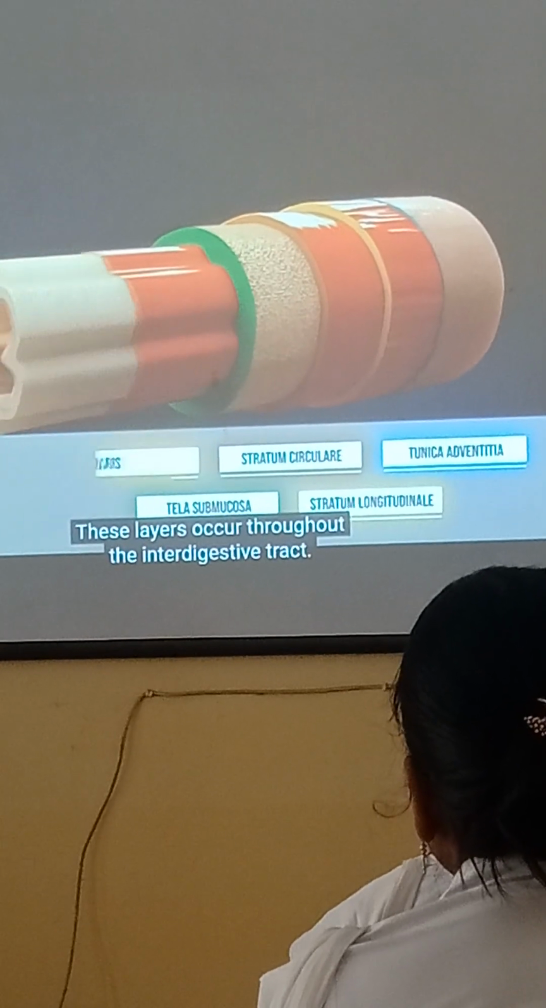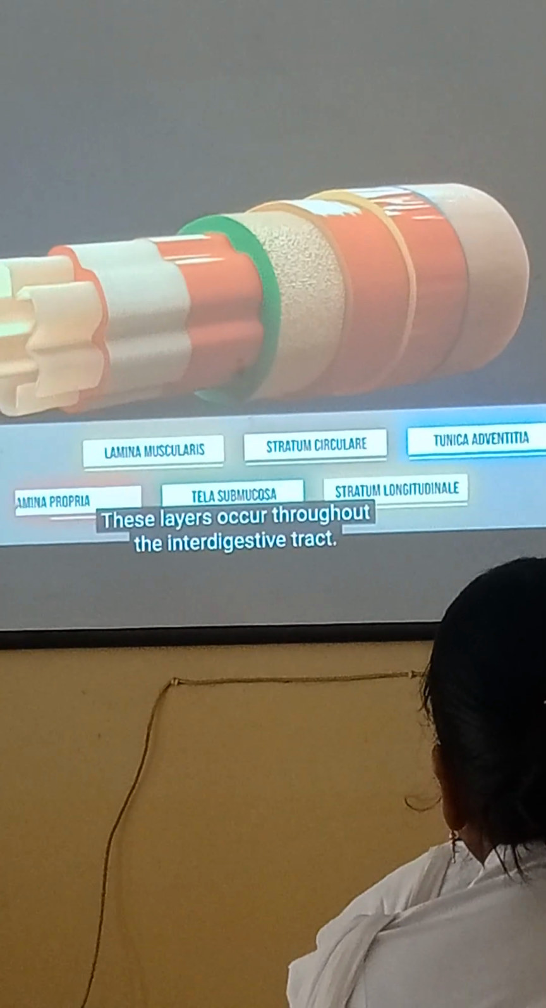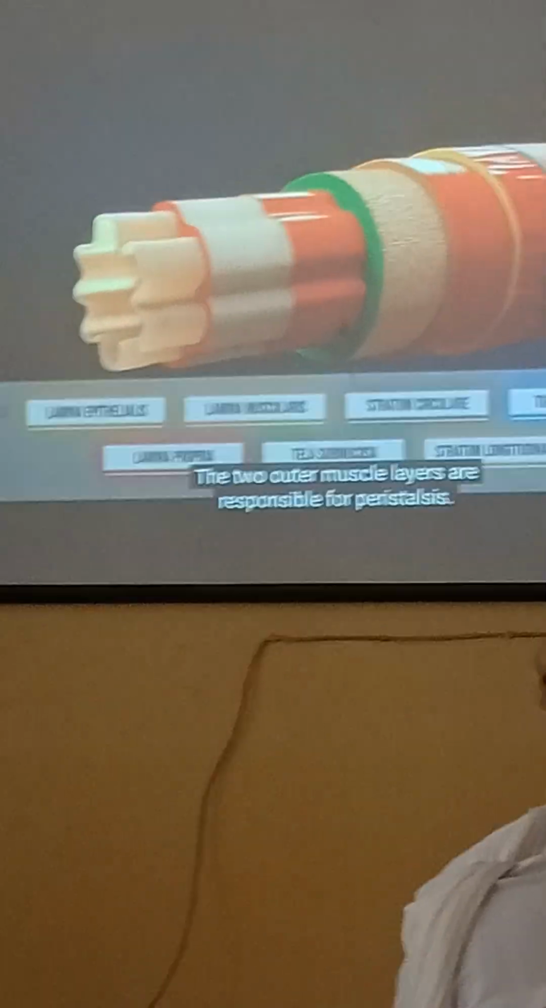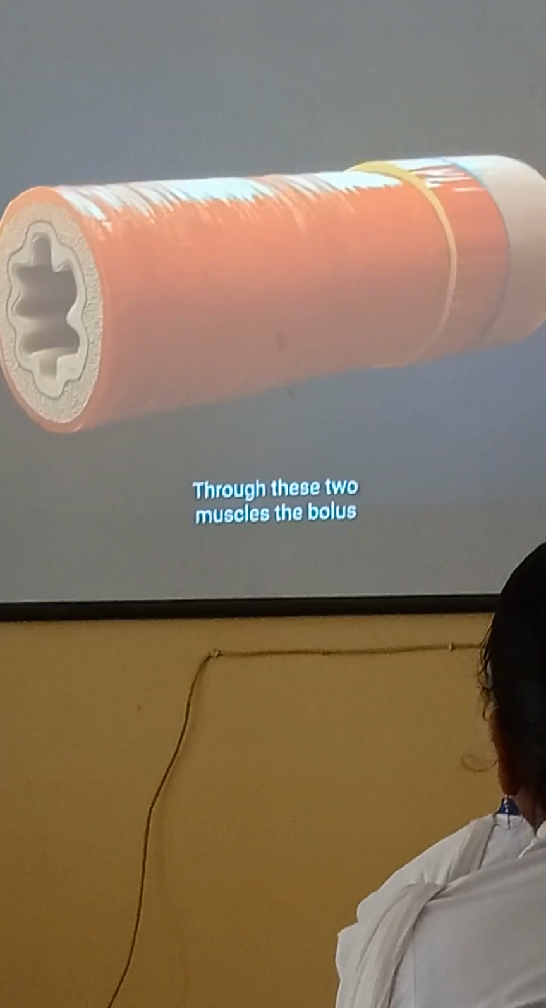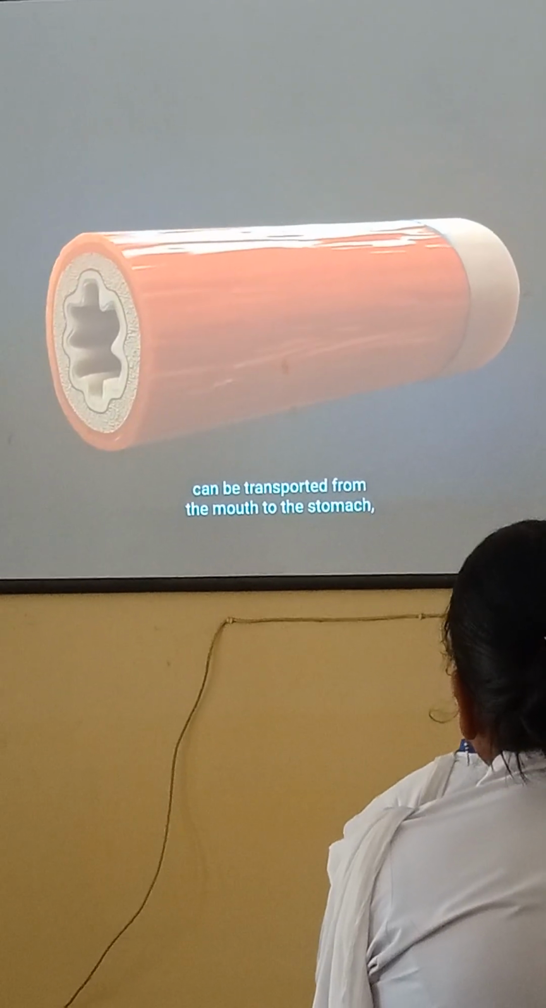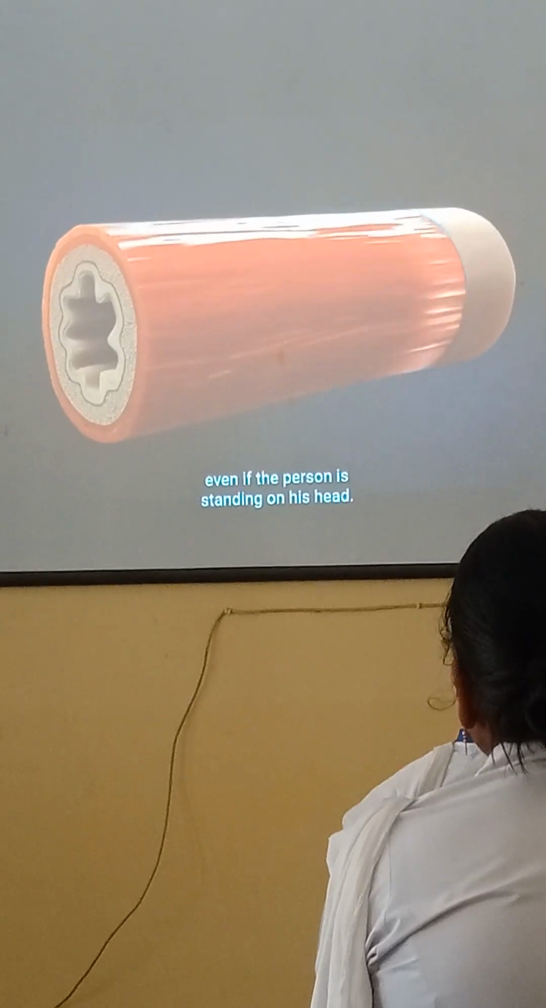These layers occur throughout the entire digestive tract. The two outer muscle layers are responsible for peristalsis. Through these two muscles, the bolus can be transported from the mouth to the stomach. Peristalsis movement.